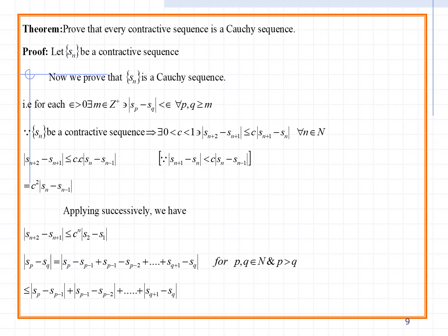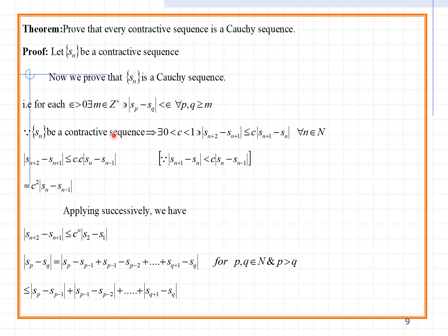So let us see one more theorem. Prove that every contractive sequence is a Cauchy sequence. Every contractive sequence is a Cauchy sequence. Let Sn be a contractive sequence. Now we prove that Sn is a Cauchy sequence. That is, for each epsilon greater than 0, there exists M belongs to Z plus such that modulus Sp minus Sq less than epsilon for all p, q greater than or equal to M. So this is the Cauchy sequence principle.